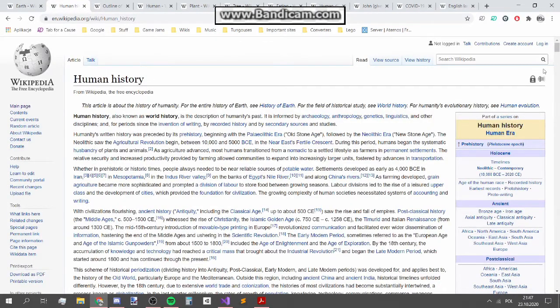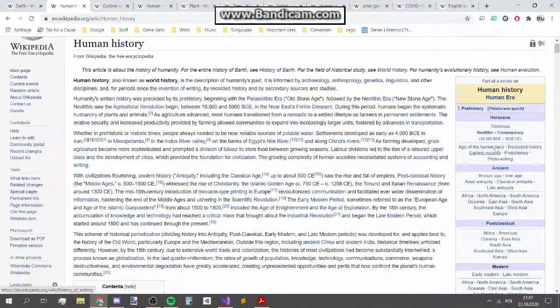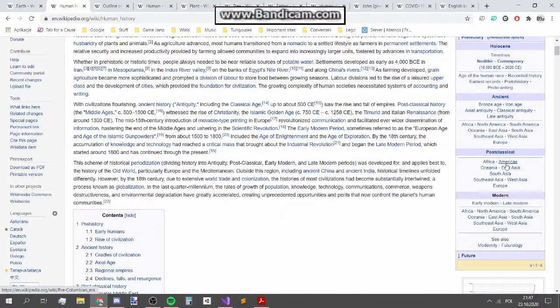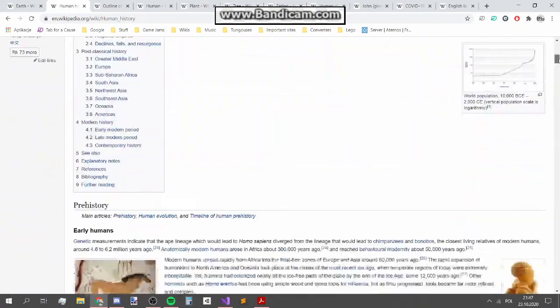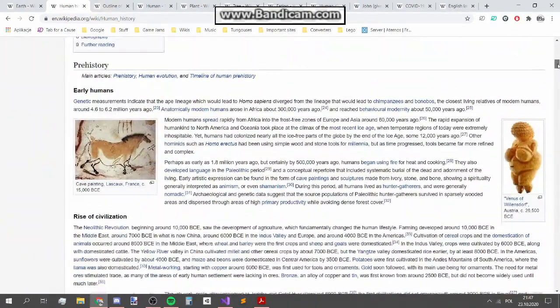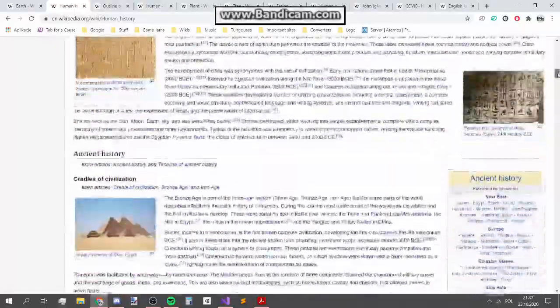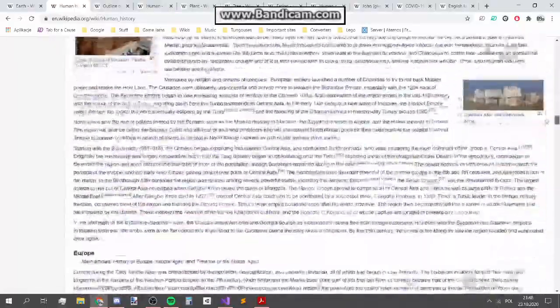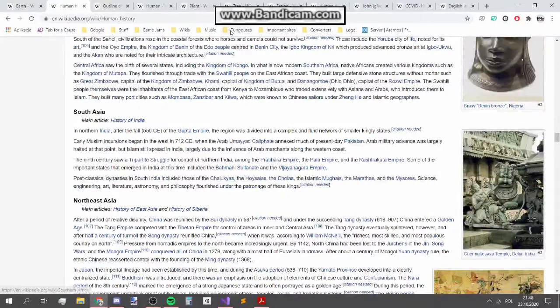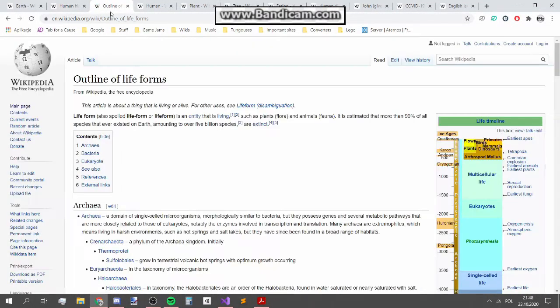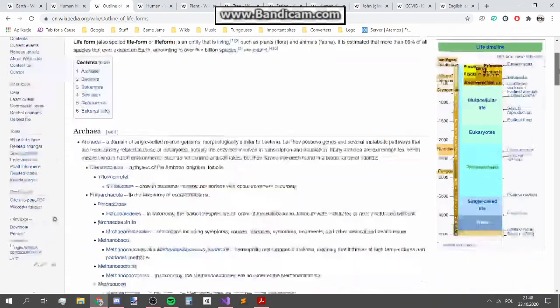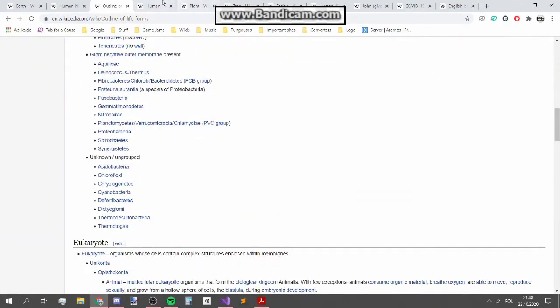Now, this is human history. I recommend you take a look at all of these subsections individually, just so you're really sure you know everything about human history, because that's also quite important, since the main character of our story is a human, in fact. This is an outline of all life forms, because in fact two of our main characters, both of them, are life forms in this story.